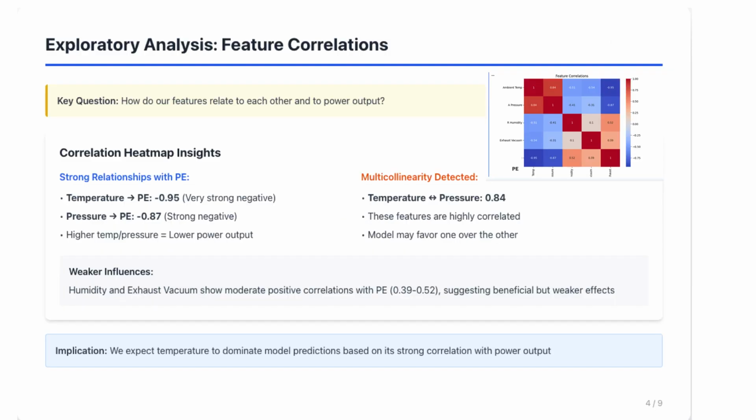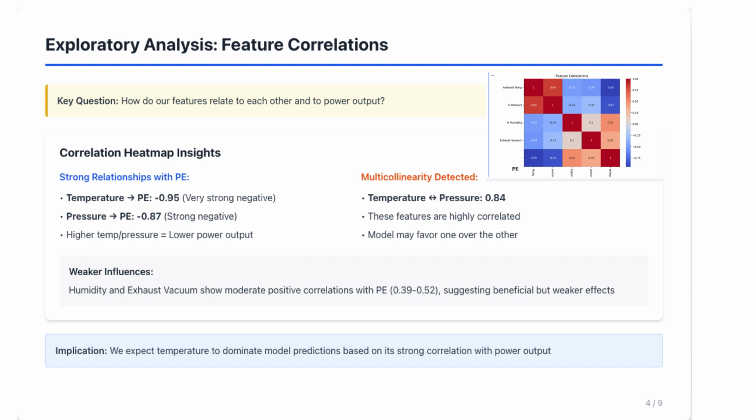Next in the process, data preparation, which includes exploring data to understand feature relationships so we can make a hypothesis before running the model training and validation. As you see on the right, I create a correlation heat map, which reveals crucial insight. Temperature shows a very strong negative correlation, negative 0.95, with power output. As a gut check, this makes physical sense. As ambient temperature increases, power plant efficiency decreases, thus resulting in lower output.